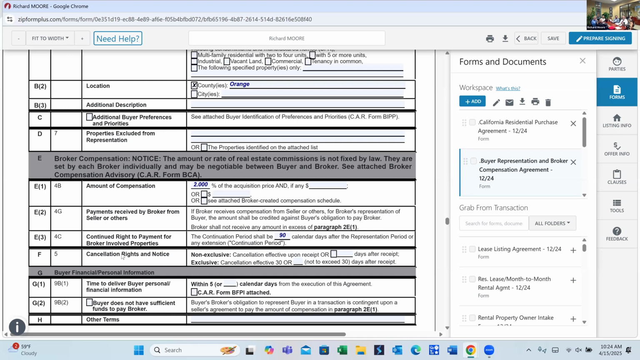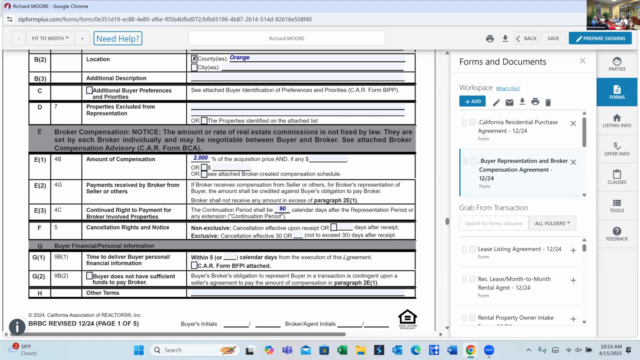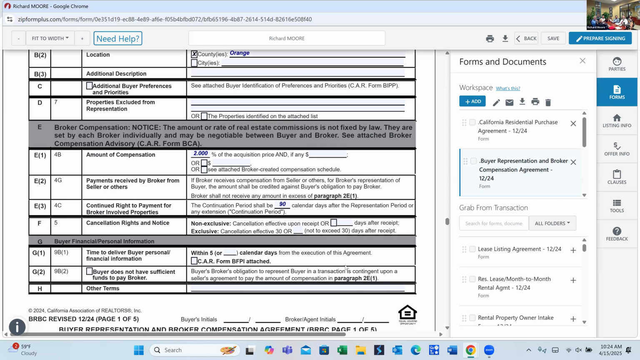And then section F, this is still the buyer representation agreement, cancellation rights and notice. If I didn't check exclusive above, they could just submit cancellation within 1 day. So 30 days is the max for the notice period if it is an exclusive agreement. And then section G1, time to deliver buyer personal financial information to the buyer's agent. I can just gloss over that.